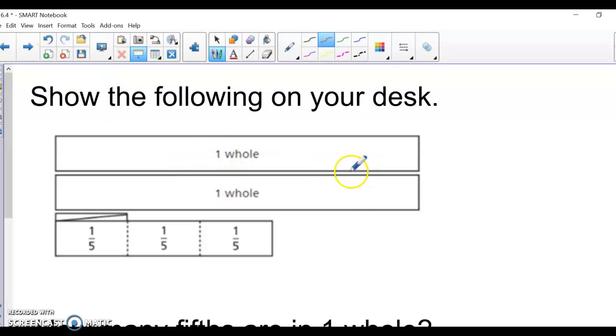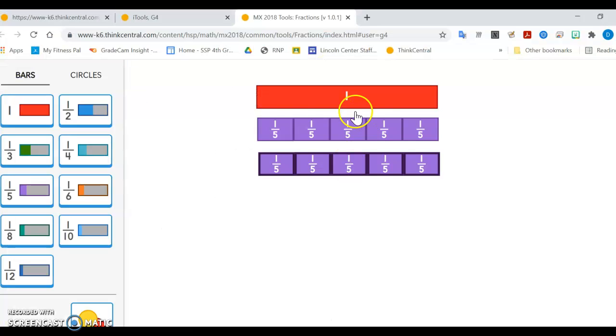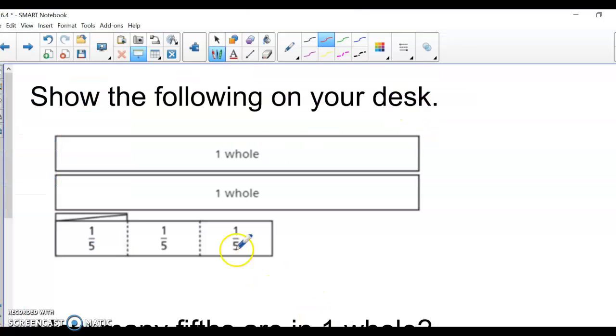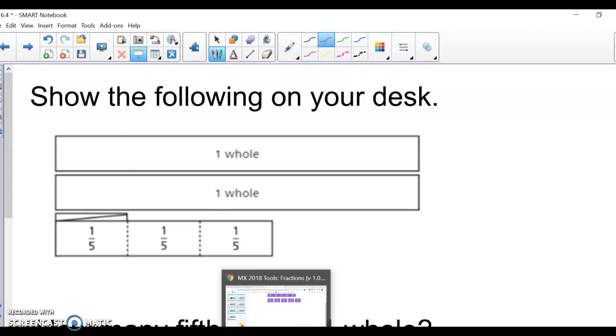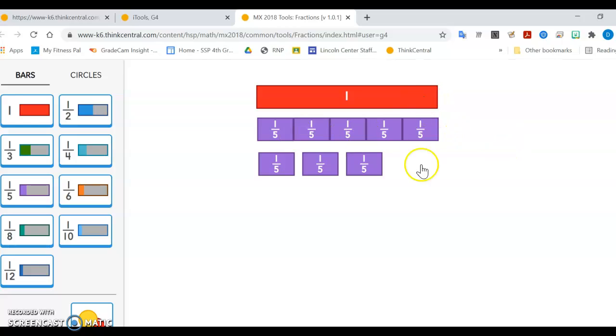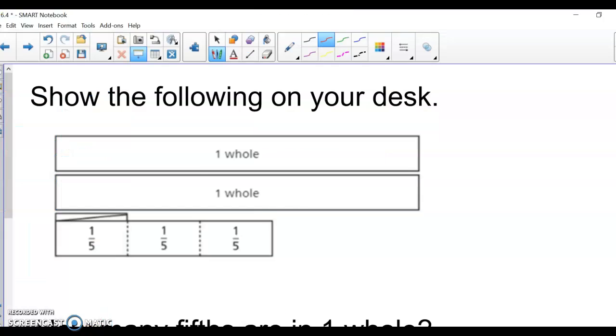Okay, so in your iTool, I want you to show 1 whole, kind of like we have up already. So we have 2 whole, and I'm going to break this apart now. Let's break that one apart. And I want to show 3 more fifths. So what I would do is take 3 of those away. I'm going to pull 3 down here, 3 down there. So now I have 2 whole. They look very different, but they're the same value, right? 2 whole and 3 fifths.